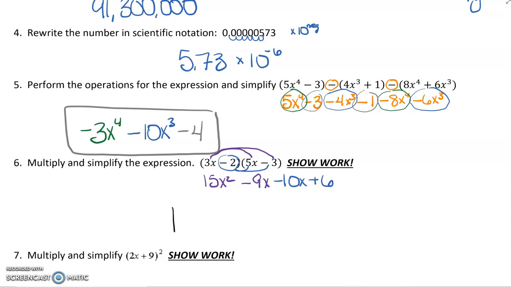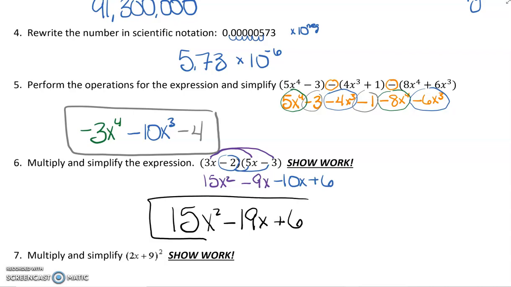Then I need to combine my like terms. 15x squared minus 19x plus 6. That one doesn't require you to show a ton of work, but you do have to show some kind of work so I can see that you know that there's supposed to be a negative 9x and a negative 10x in the middle.